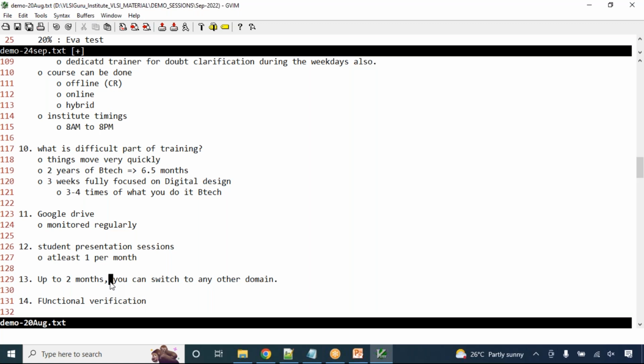I told you, right? The institute offers various domains. Almost every domain we offer. You can move to physical design. You can move to DFT. No additional cost.